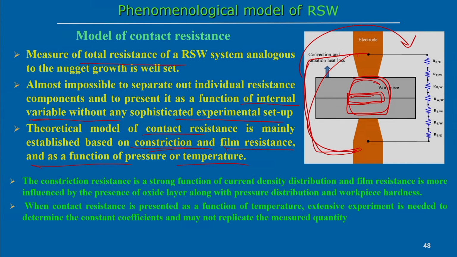Maybe if you look into the microscope, the contact at the interface looks something like this. Contact may be at a particular point like that. Whatever current tries to flow between these, it is basically a large area, but the current will pass through a very small area. That means there is a constriction of the flow of the current, and because of that some resistance will be there. So, that resistance component we can count, and the film resistance component we can count, and both can be a function of pressure or temperature. Accordingly we can estimate the contact resistance.